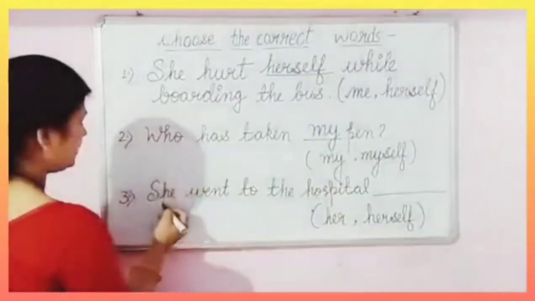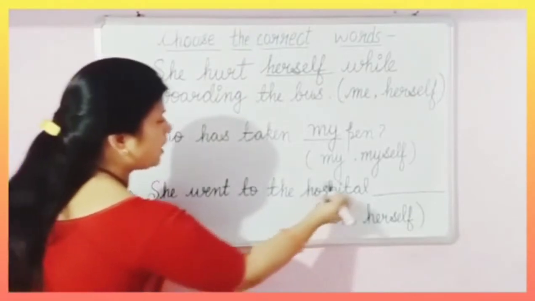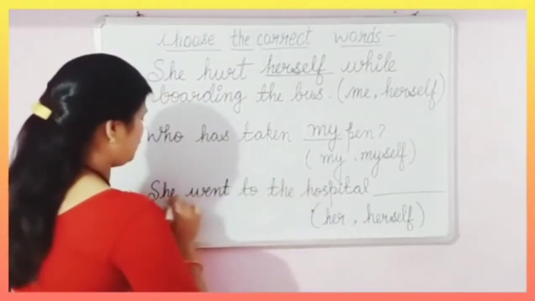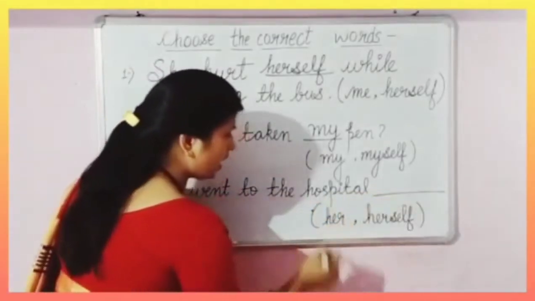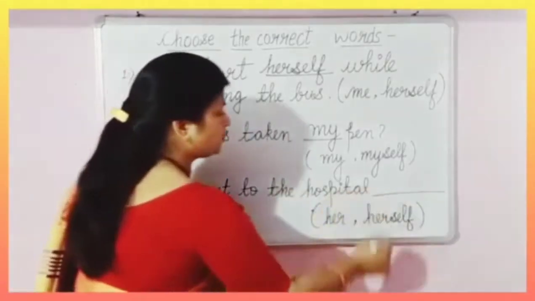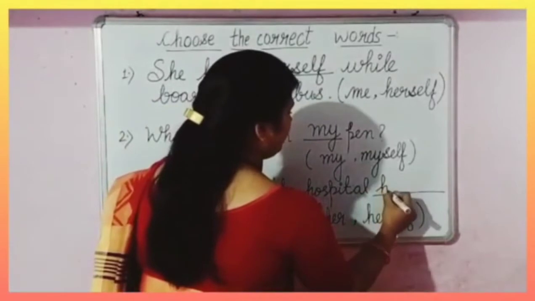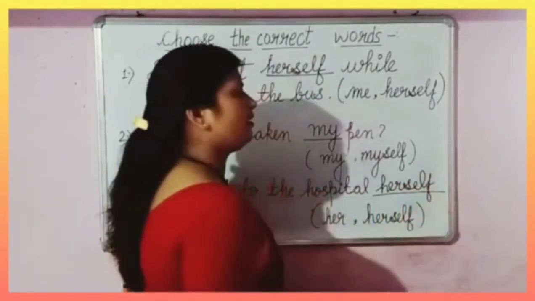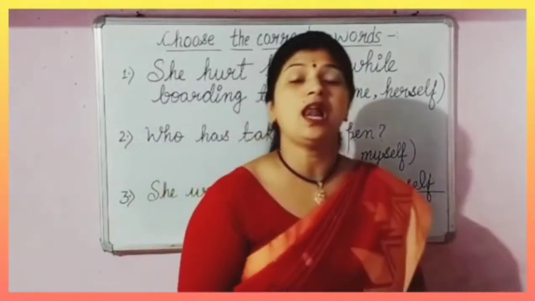Okay, now see the third one. She went to the hospital. She went to the hospital, her will come, or she went to the hospital herself? She went to the hospital by herself. So it will be: she went to the hospital herself.